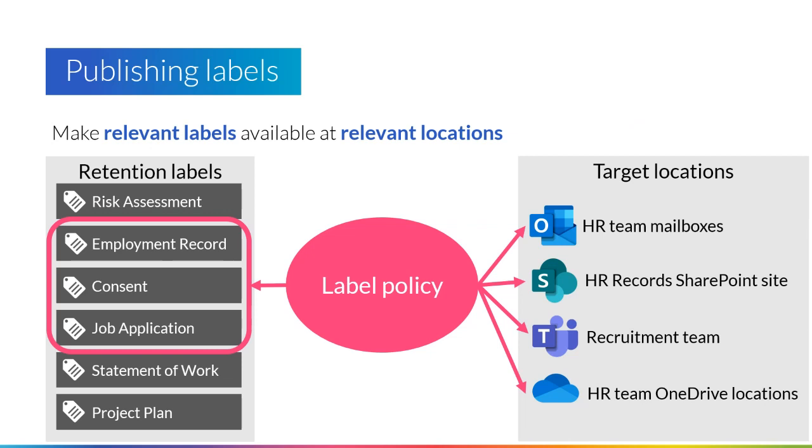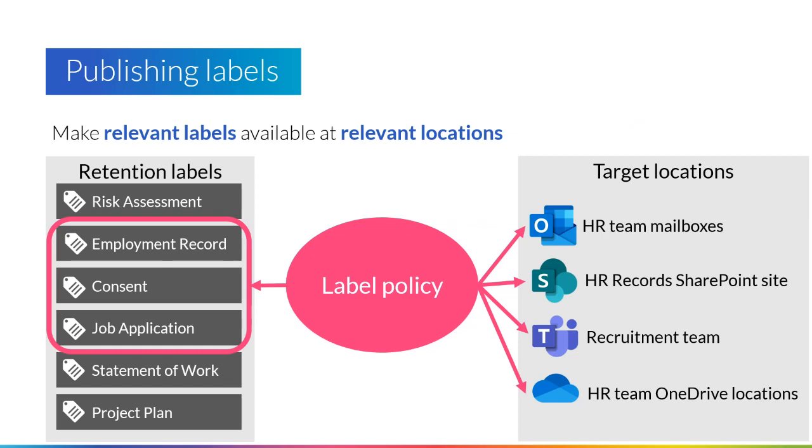So for example, we might select a collection of HR related labels, and we use a label policy to make those labels available on the Outlook mailboxes of the HR team, their HR records SharePoint site, their recruitment team, and their OneDrive locations.